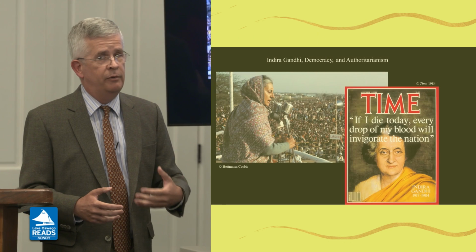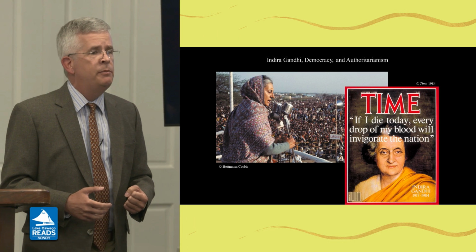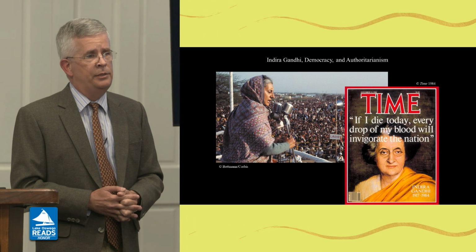Nehru died in office in 1964. There was an interim prime minister. But what the Indian National Congress, which had essentially had one-party rule in India from independence onward, was doing was grooming Indira Gandhi, who was a relatively inexperienced politician, although she'd been with her father quite a bit, a very shrewd woman. She became prime minister in 1966.